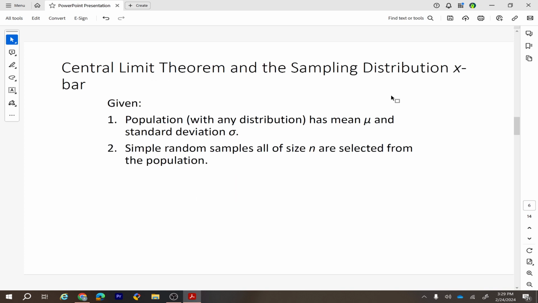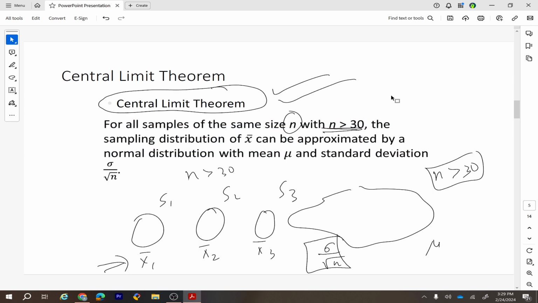So we can approximate any data by using the central limit theorem. We can approximate that data by taking samples with sample size greater than 30 and changing it to data with the same mean as the population, and the standard deviation would be a little bit different. So that would now be normally distributed data.